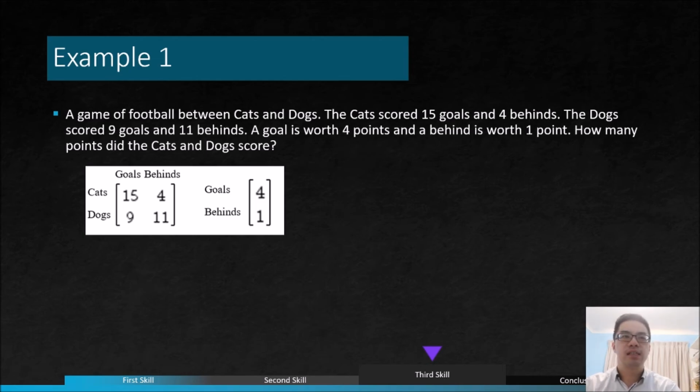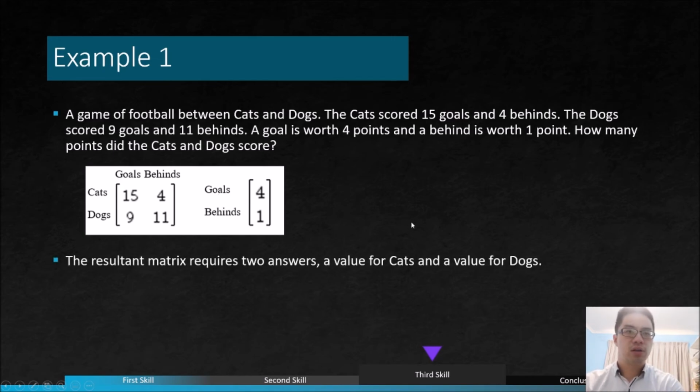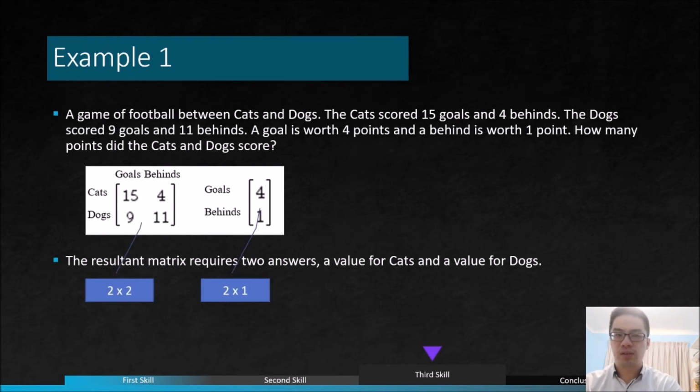So there's the information put in the matrix. So we've got cats and dogs, goals and behinds, and a goal is worth 4 points and a behind is worth 1 point. So the resultant matrix requires 2 answers, a value for cats and a value for dogs. So we're looking for a 2 by 1 matrix. Now we know that this is a 2 by 2 matrix and this is a 2 by 1 matrix.